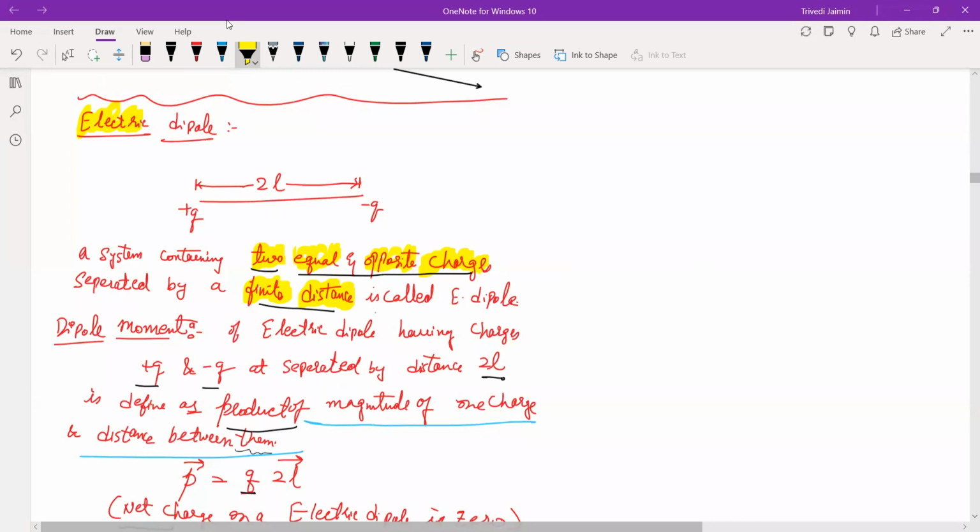So a dipole is what? Two equal and opposite charges separated by a very small distance. We are denoting the separation as 2L, so it is L from the center on each side. The total distance between them is 2L. Origin here means the center.